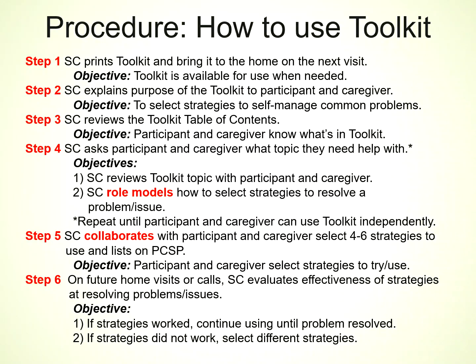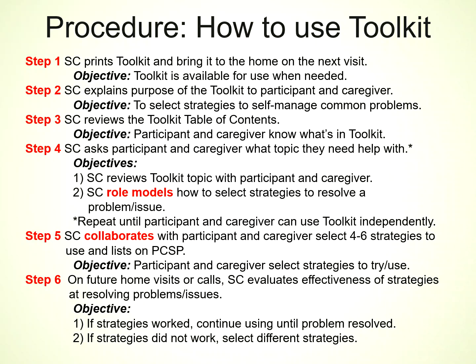There's also a procedure on how to use the toolkit. Step 1, you print the toolkit and bring it to the home on your next home visit. The objective is to have the toolkit available for use when it's needed. Step 2, you explain the purpose of the toolkit to your participant and caregiver. The objective is to select strategies to self-manage common problems. Step 3, you review the toolkit table of contents. The participant and caregiver need to know what's in the toolkit.